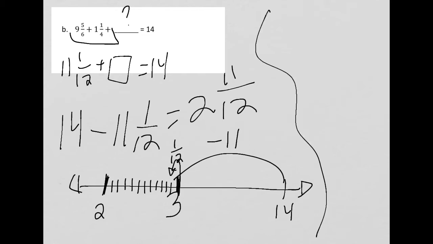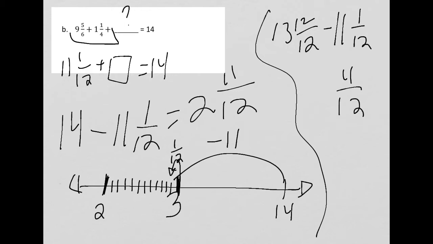I could also do it where I borrow. So I can turn 14 into 13 and 12 twelfths minus 11 and 1/12. So 12 twelfths minus 1/12 is going to give me 11 twelfths, and 13 minus 11 is going to give me 2. So both ways you're going to get that same answer of 2 and 11 twelfths.